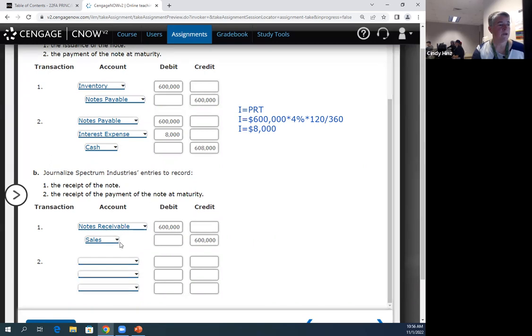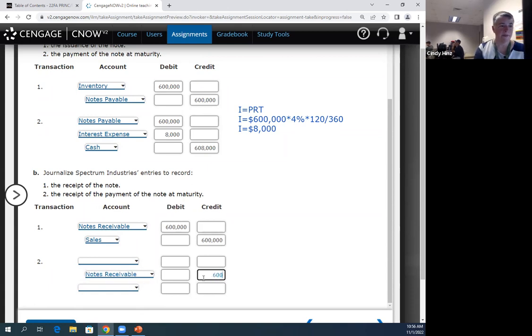And now, again, we're doing basically the opposite in part two. So Spectrum will no longer have a note receivable. They need to take that off their books and report the interest income and the receipt of cash.